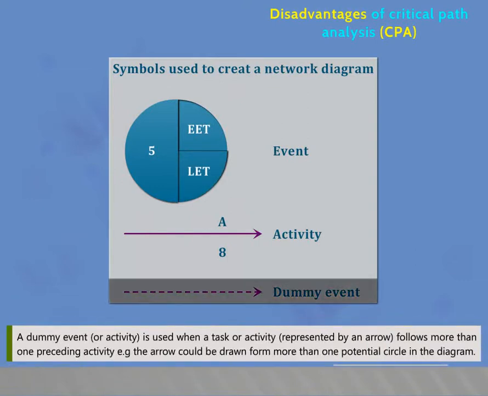A dummy event or activity is used when a task or activity, represented by an arrow, follows more than one preceding activity. For example, the arrow could be drawn from more than one potential circle in the diagram.